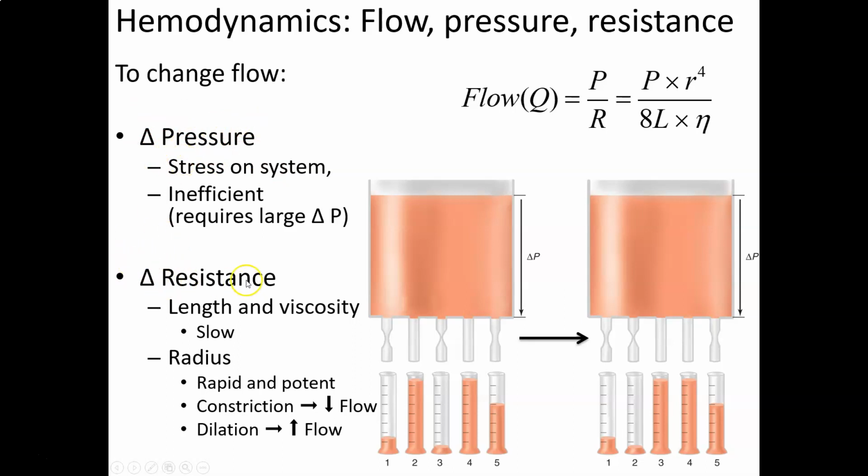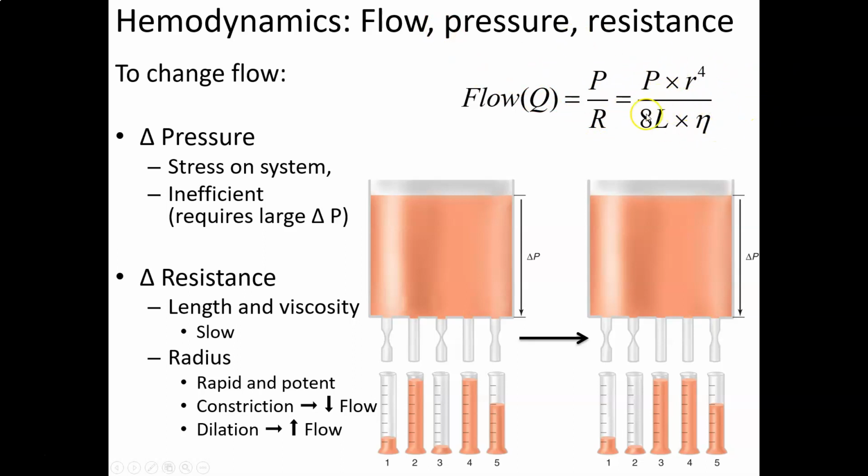What about changing the resistance? Well, the length and viscosity we spent a little bit of time talking about, it's slow. If I want to change the length of my blood vessels, I would have to change the length, and that would take a while. Same with viscosity. And if I increased length, that would decrease flow because they're inversely proportional. If I increase length, that would decrease flow. The same with viscosity, and viscosity would take a while.